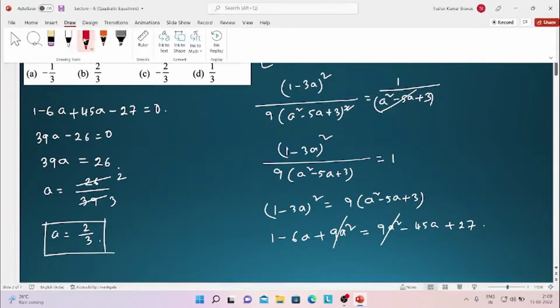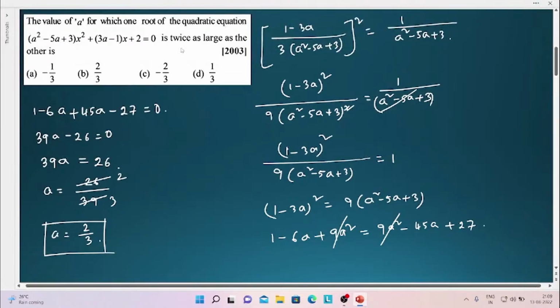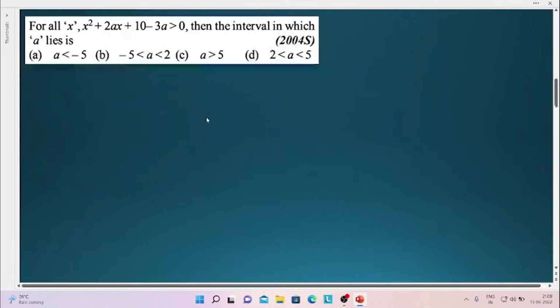Since one root of the quadratic equation is twice as large as the other, we took the roots as alpha comma 2 alpha, and after that we applied the relation between roots and coefficients. By this particular formula, after some calculations, we got the value of a, right? So the value will be 2 by 3. So option number B is the correct option. So you can understand what the solution would look like, right? So let's move to the next question.